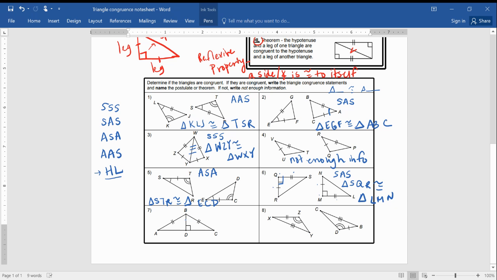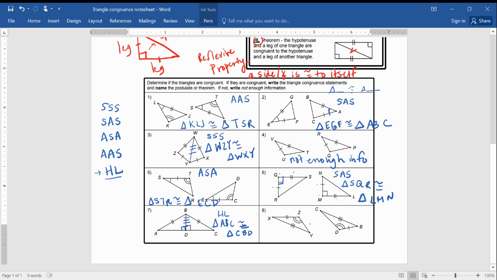For number 7, I see another set of right triangles. Now, if that's 90 degrees, this is also going to be 90 degrees because that's a straight angle. That side is going to be congruent to itself. And the hypotenuse is labeled across from the right angle on both of them, and so is one of the legs. So this is the HL problem. Let's do ABC congruent to CBD. That works.